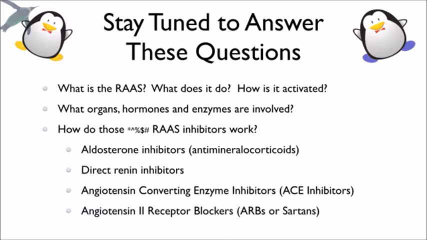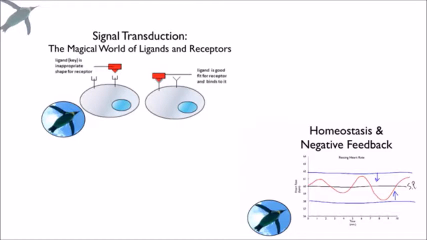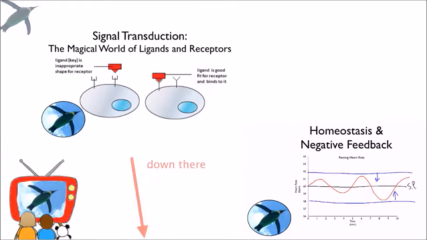The good news is that if you understand the pathways, the names of all these groups of drugs actually make sense. There's a chart. That is what we're going to do today. You should already know about homeostasis, negative feedback loops, and the world of signal transduction. And of course, I will put links to these videos down below.